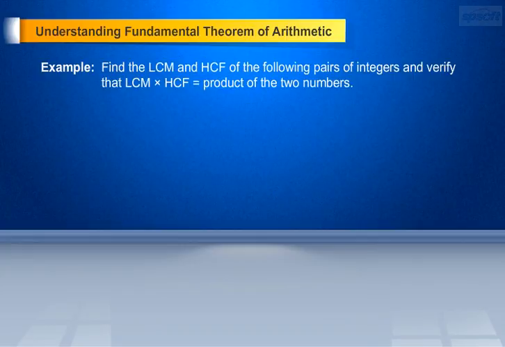Let us see an example. Find the LCM and HCF of the following pairs of integers and verify that LCM into HCF equals product of the two numbers: 26 and 91, 510 and 92, 336 and 54. For these problems, first we need to find the LCM and HCF. Then we have to verify whether the product of LCM and HCF, that is, LCM into HCF, is equal to product of the two given numbers.